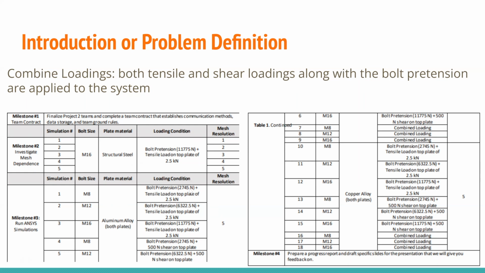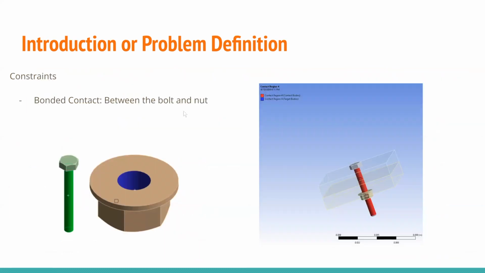As you can see here, we use different forces for bolt pretension and tensile load in the simulations. We also had simulations for the combined loadings, which is both the tensile and shear loadings along with the bolt pretension that are applied to the system. And then the constraints. So we have 4 constraints.